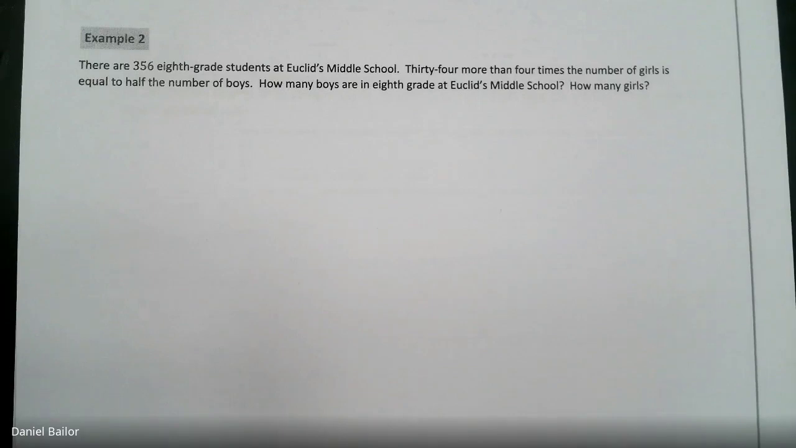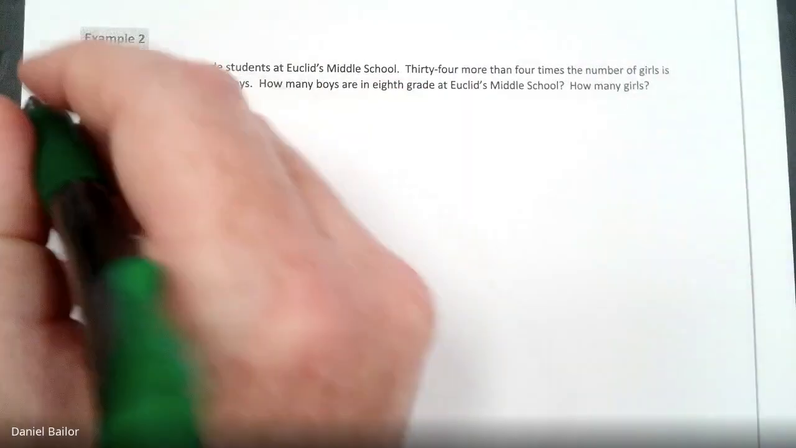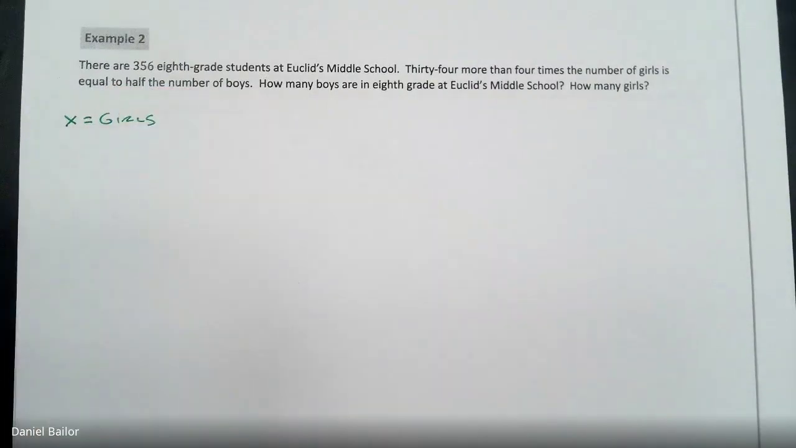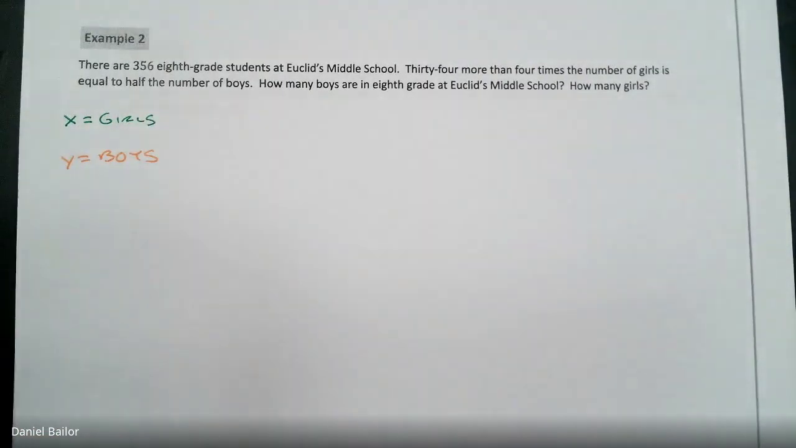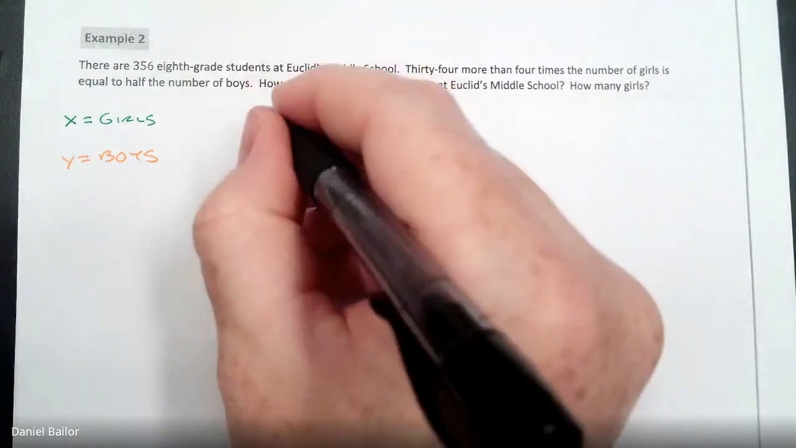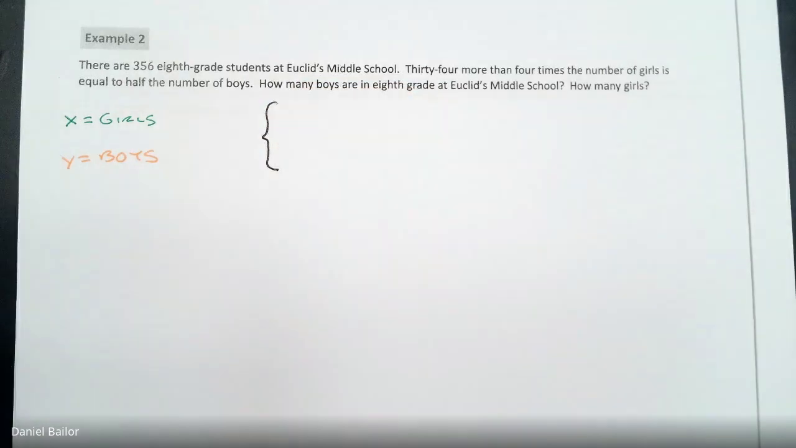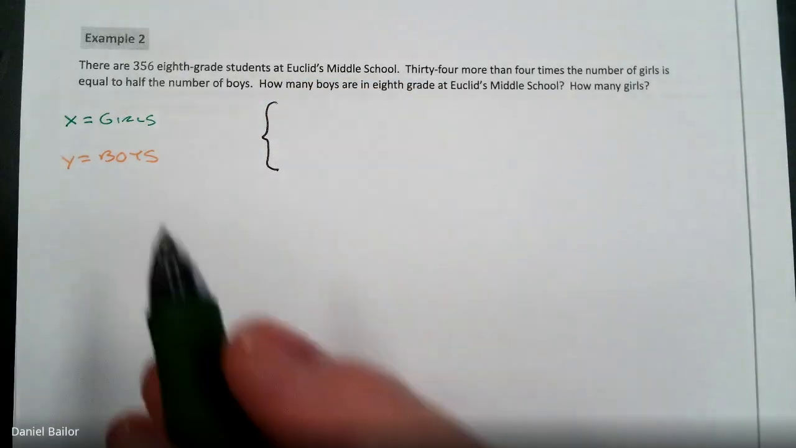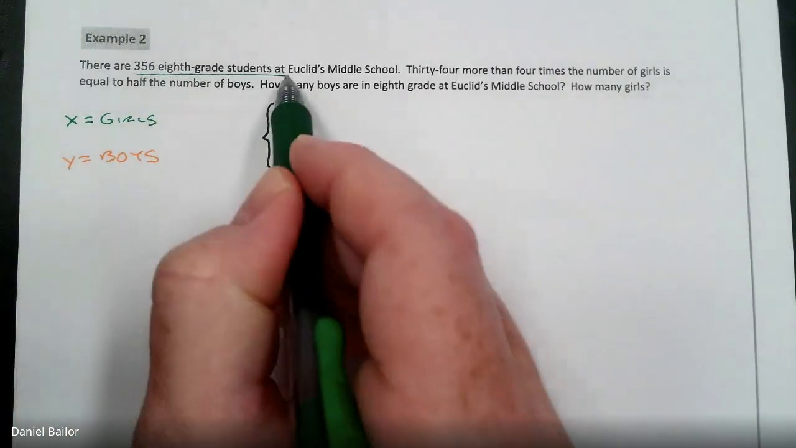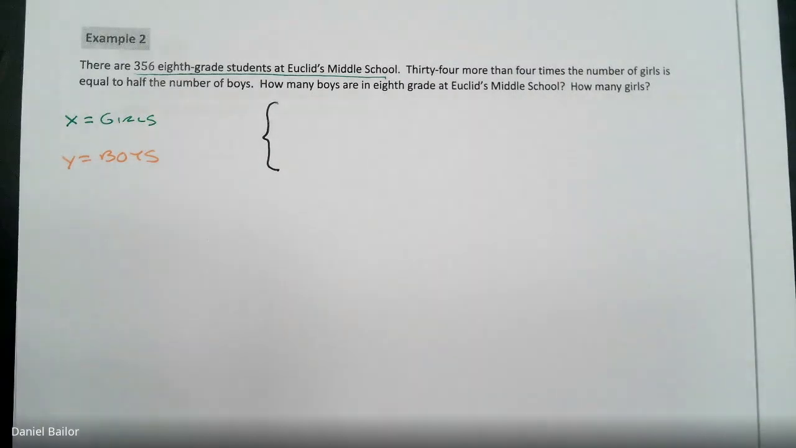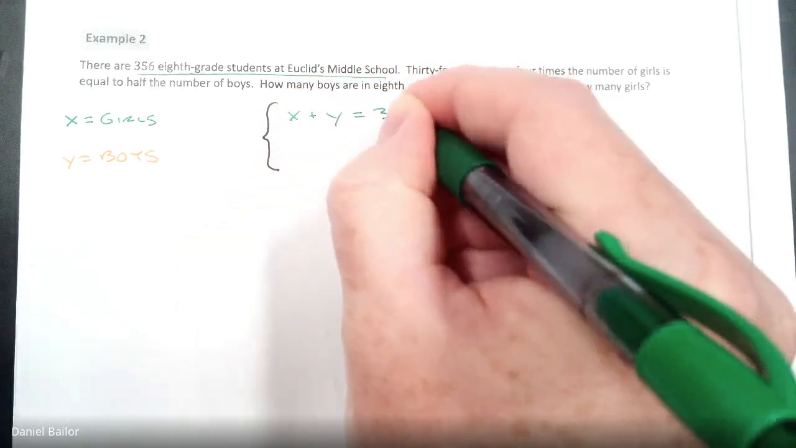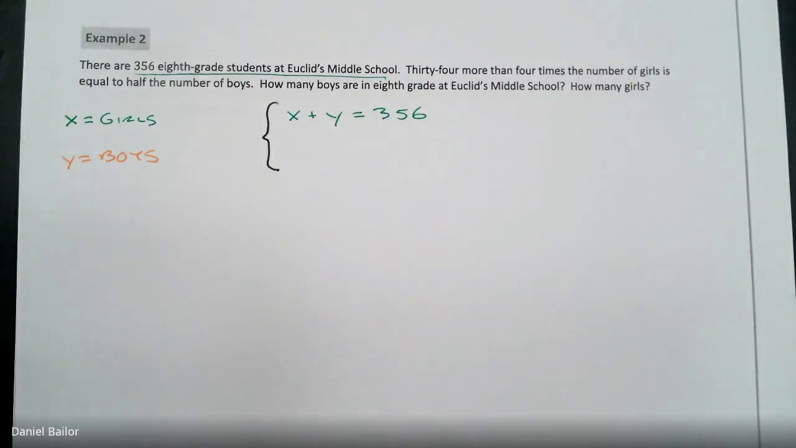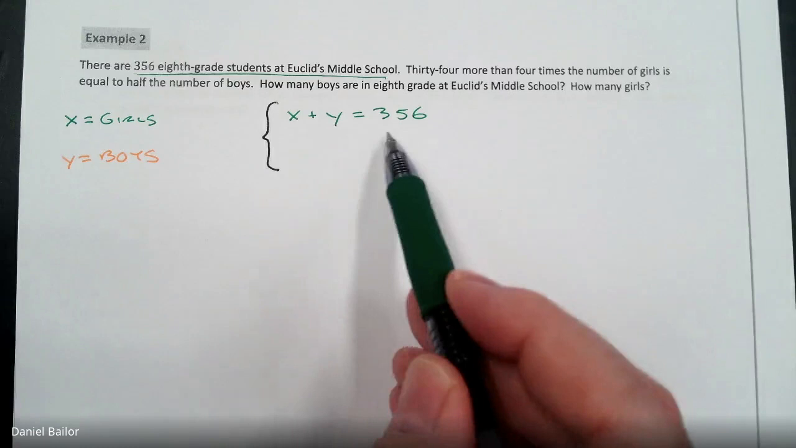So let's choose our variables. Let's say x is the number of girls. And let's say y is the number of boys. Now we need to come up with a system of equations using the information from this word problem. Well, the first thing they tell us is that there are 356 8th grade students at Euclid's middle school, which means if there's 356 students, we know the girls plus the boys equals 356 students. x plus y equals 356.